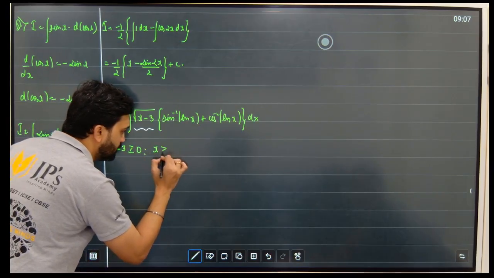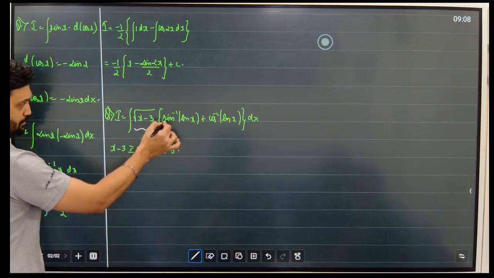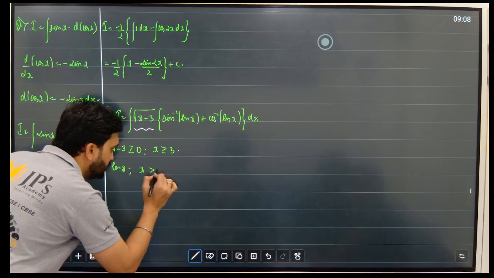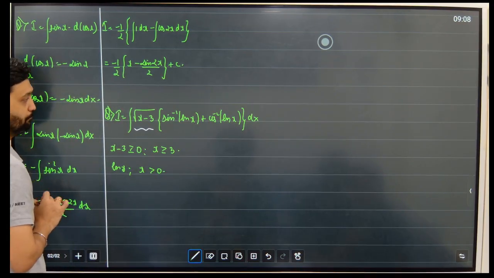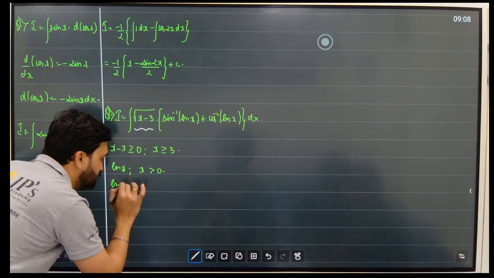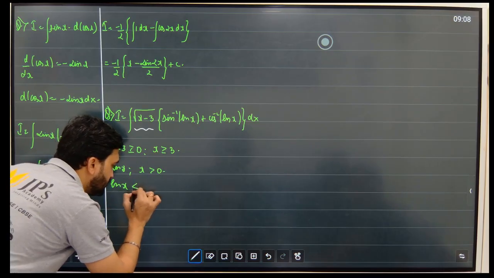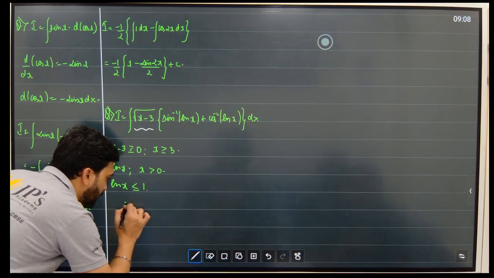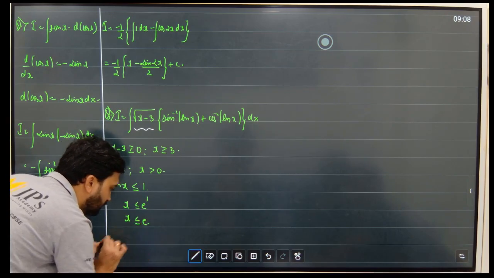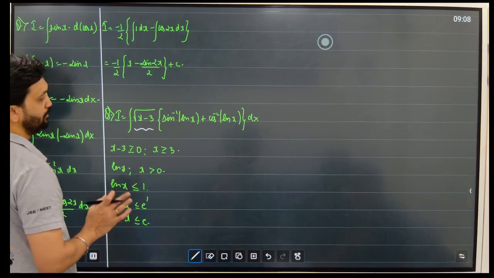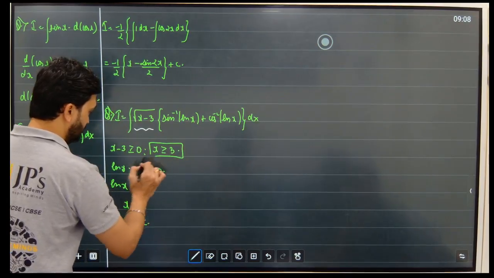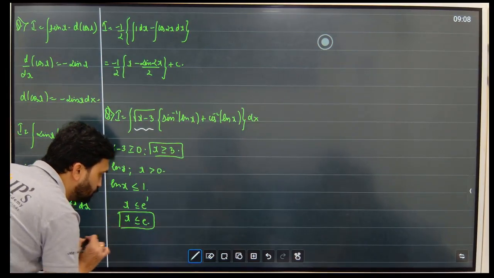So, x should be greater than or equal to 3. Look at this: in ln x, x should be greater than 0, but ln x should be less than or equal to 1. That means x should be less than or equal to e raised to 1, that is, x should be less than or equal to e. And we know that the value of e is about 2.3. Now look at this: x should be greater than 3 and x should be less than or equal to e.